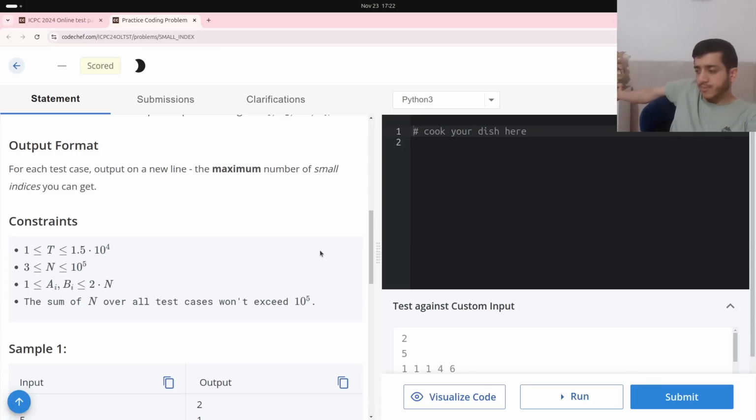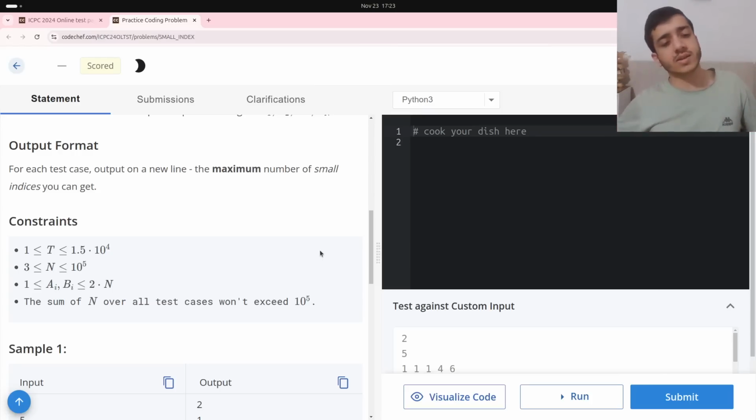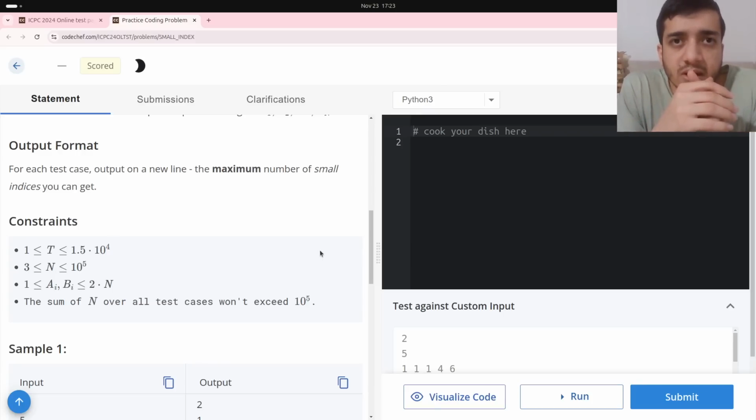Maybe greedy. So process indices one by one. At each step, you have two choices. Sometimes you have one choice that's easy. Sometimes you have two choices that you put some small element and increase the number of small indices by one, or you pick the big one and increase the level.